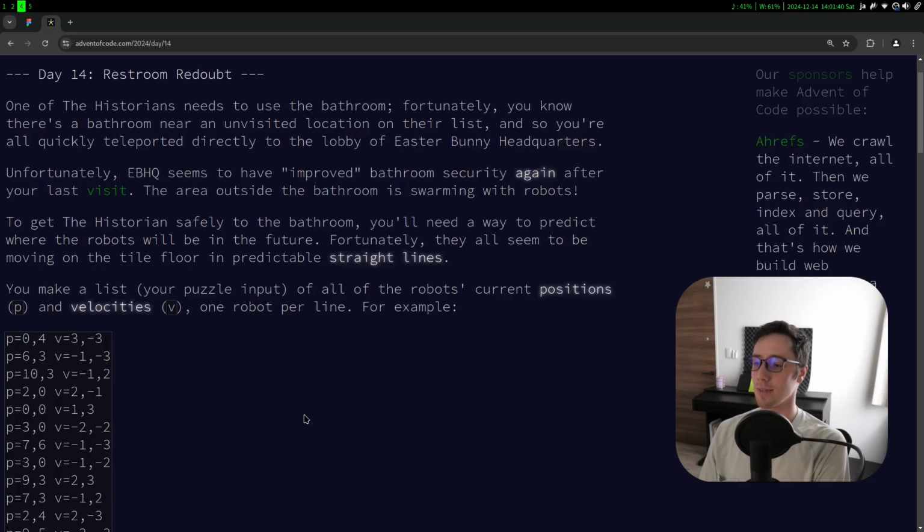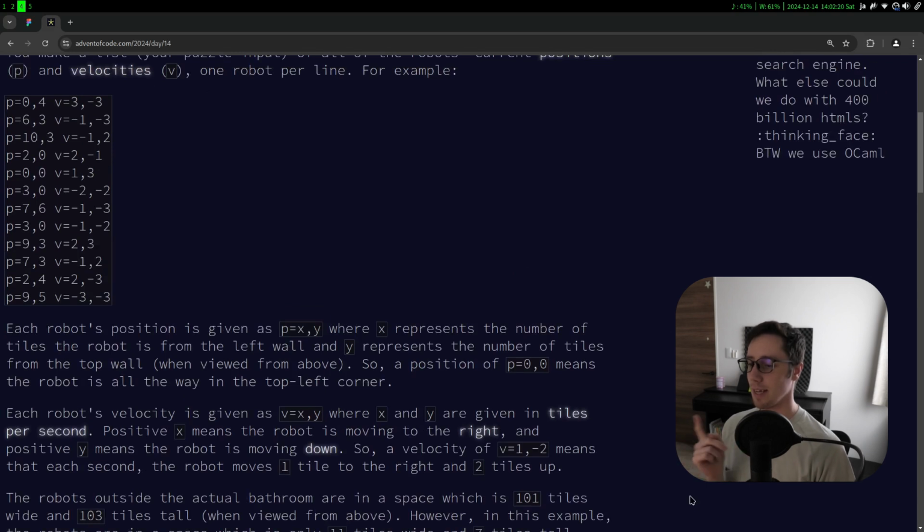The area outside the bathroom is swarming with robots. To get the historian safely to the bathroom, you'll need to find a way to predict where the robots will be in the future. Fortunately, they all seem to be moving on the tile floor in predictable straight lines. You make a list, your puzzle input, of all of the robots' current positions, P, and velocities, V, one robot per line. Each robot's position is given as P equals X, Y, where X represents the number of tiles the robot is from the left wall and Y represents the number of tiles from the top wall, when viewed from above.